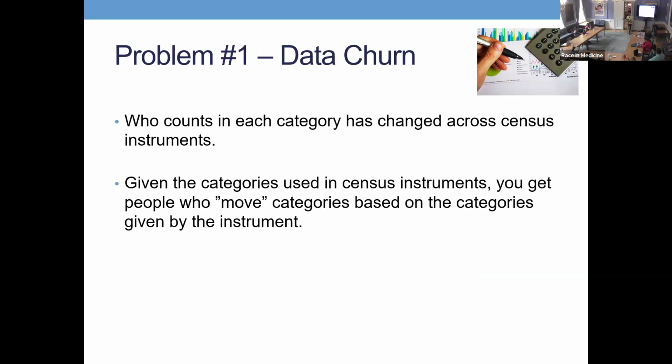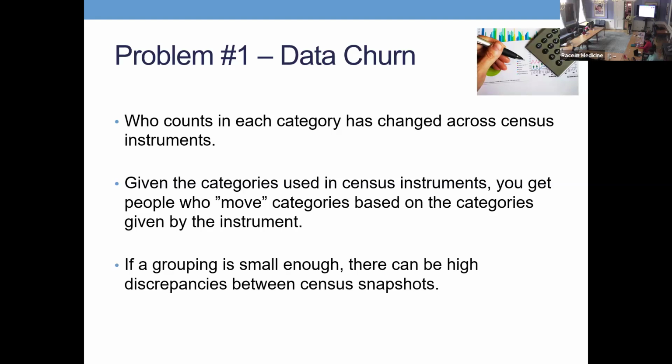Given the categories used in census instruments, you get people who move categories across their life course. The issue for this is that if a grouping is small enough, there can be high discrepancies between census snapshots, and that's especially important for minoritized or vulnerable populations. So in the context of the UK, if you think of Roma people, and you have churn, this can have strong effects on the population size that is taken as a snapshot. That's problem number one.